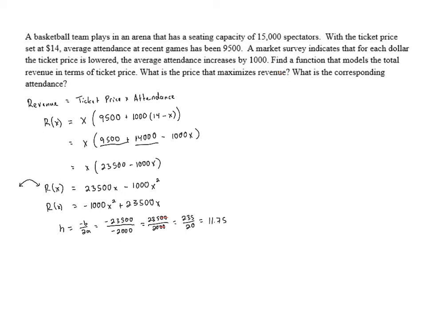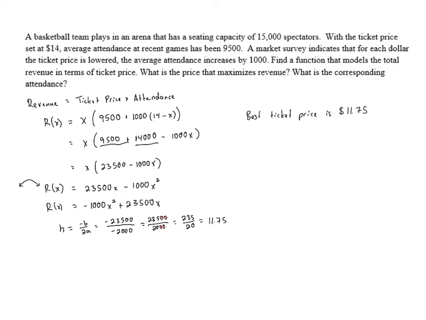We know that x represents the ticket price, and this is the x value that corresponds with the vertex. So the maximum revenue is going to come when we've got $11.75 tickets. So the best ticket price, or the ticket price that maximizes revenue, is $11.75.